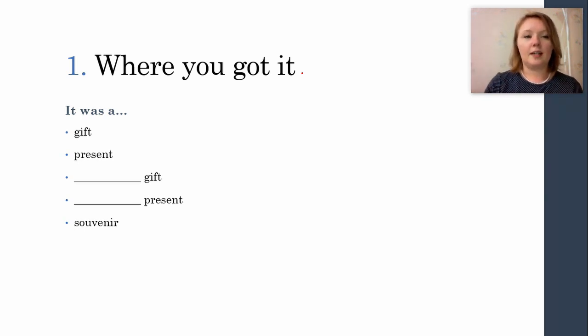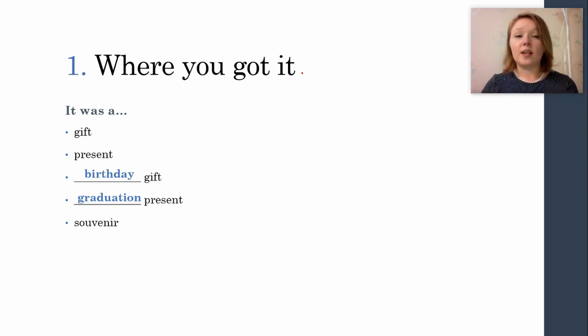Let's look at these blanks here. Maybe it was a special kind of gift, like a birthday gift, or a special kind of present, like a graduation present. So these are all ways we can start to talk about where we got it. It was a gift. It was a present. It was a birthday gift. It was a graduation present. Or it was a souvenir.